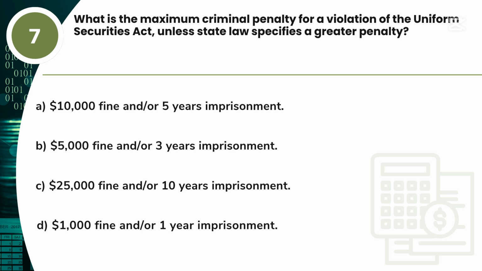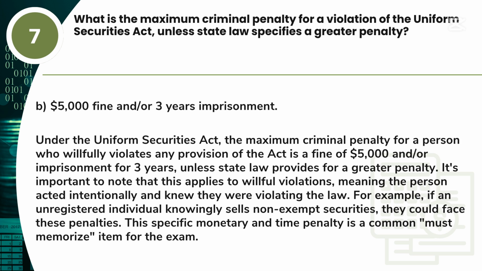Question 7. What is the maximum criminal penalty for a violation of the Uniform Securities Act, unless state law specifies a greater penalty? A. $10,000 fine and/or 5 years imprisonment. B. $5,000 fine and/or 3 years imprisonment. C. $25,000 fine and/or 10 years imprisonment. D. $1,000 fine and/or 1 year imprisonment. Answer: B. $5,000 fine and/or 3 years imprisonment.